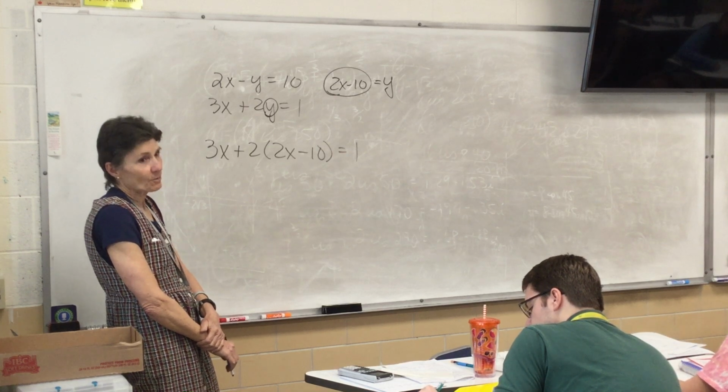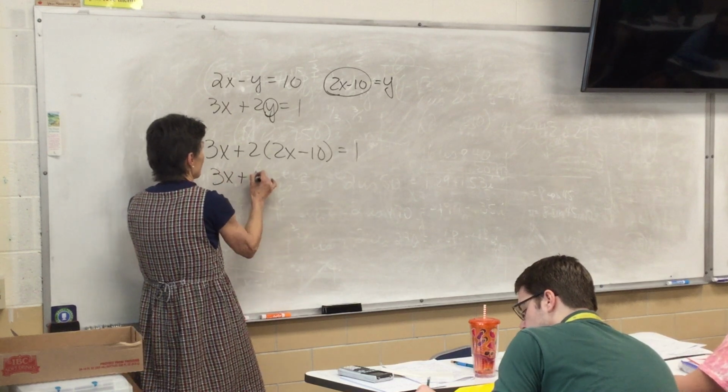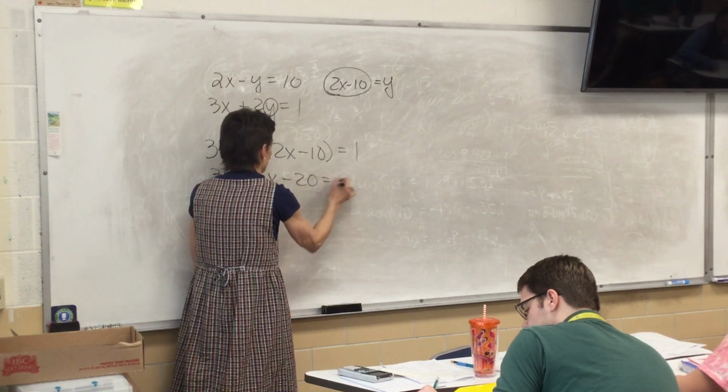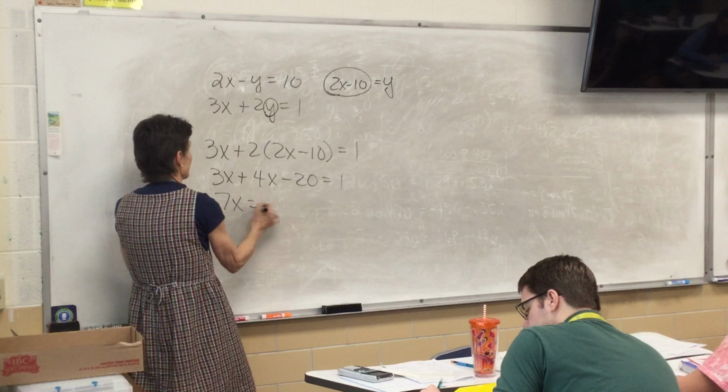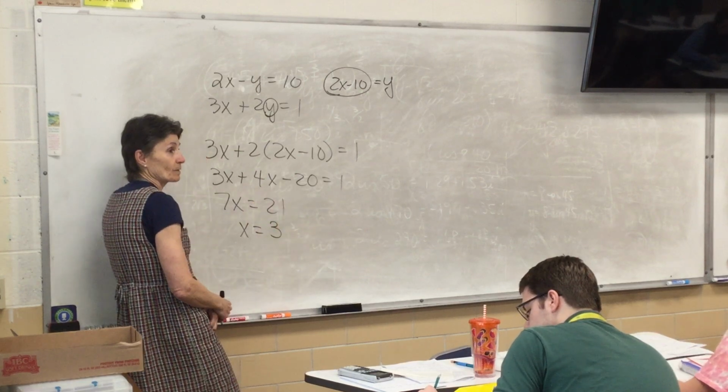You guys know how to do this, right? I mean, this is easy. Okay, so now we do the arithmetic. We get 7x equals 21. Oh, isn't that lovely? So x equals 3.